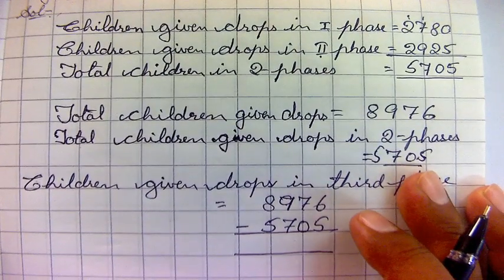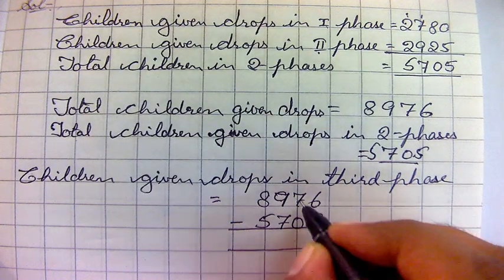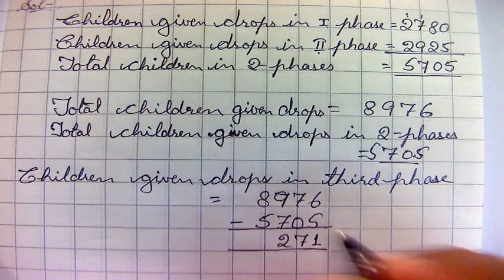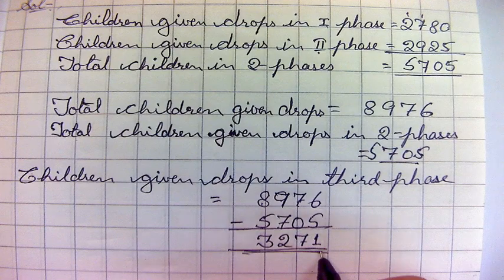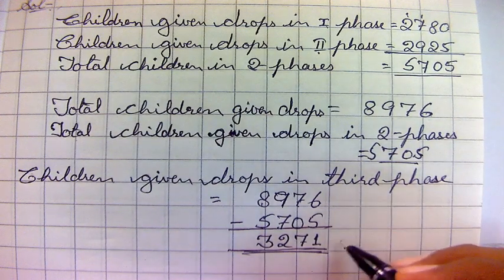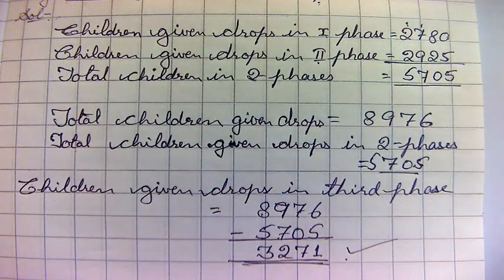Now when you subtract these 2 values, what do you get? 6 minus 5 is 1, 7 minus 0 is 7, 9 minus 7 is 2, and 8 minus 5 is 3. So 3,271 children were given the drops in third phase. So this is the solution for question number 9.